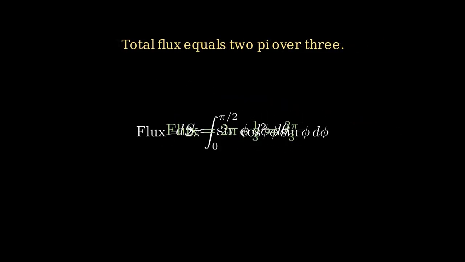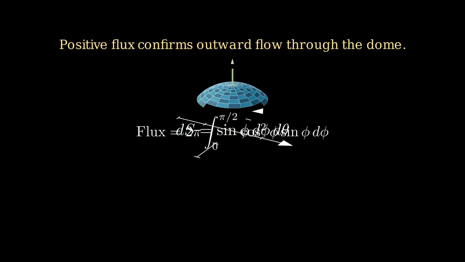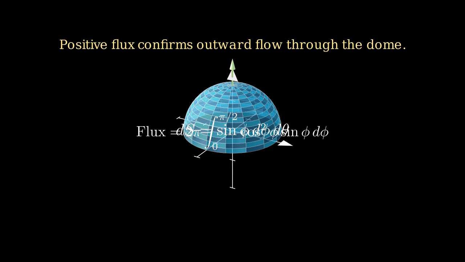For our check step, notice the flux is positive. This tells us the field F equals z k-hat is indeed passing outward through the dome, which matches what we expect since z is positive everywhere on the upper hemisphere.